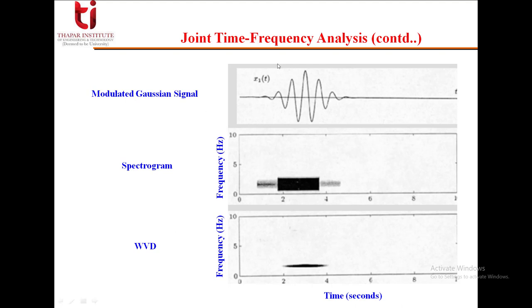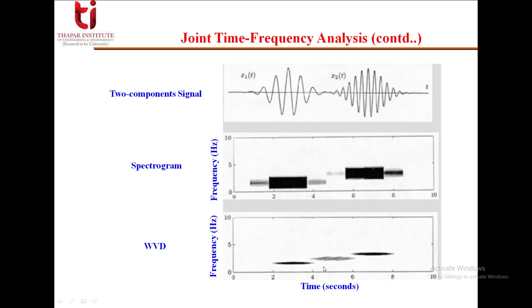This is a modulated Gaussian signal, this is the spectrogram, and this is the Wigner-Ville distribution. So you can see that it is not showing the extra energies or extra samples in the sequence when it ends, or it has some very low magnitude.